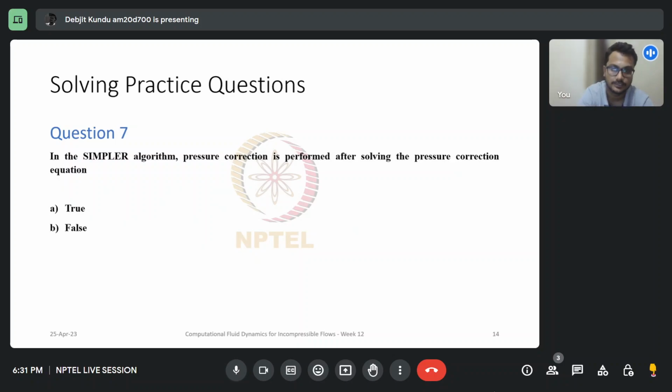We'll move on to question number 7, which is a true or false type of question, which is asking us that in the simpler algorithm, pressure correction is performed after solving the pressure correction equation. Is it true or is it false? Very straightforward question, but make sure you remember the simpler algorithm properly while picking whether this statement is true or false.